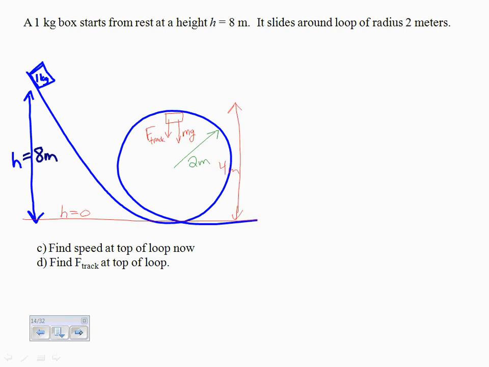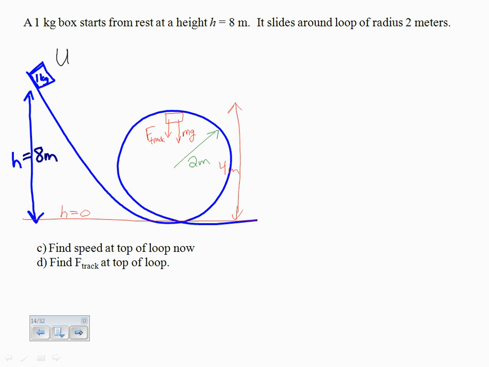So this problem we did not look at in class. So we have this box starting from a height of 8 meters. So it's bigger than the 5 meters that we had before. And again, it's still sliding around the same loop of radius 2 meters. And so now we're going to find the speed at the top of the loop.